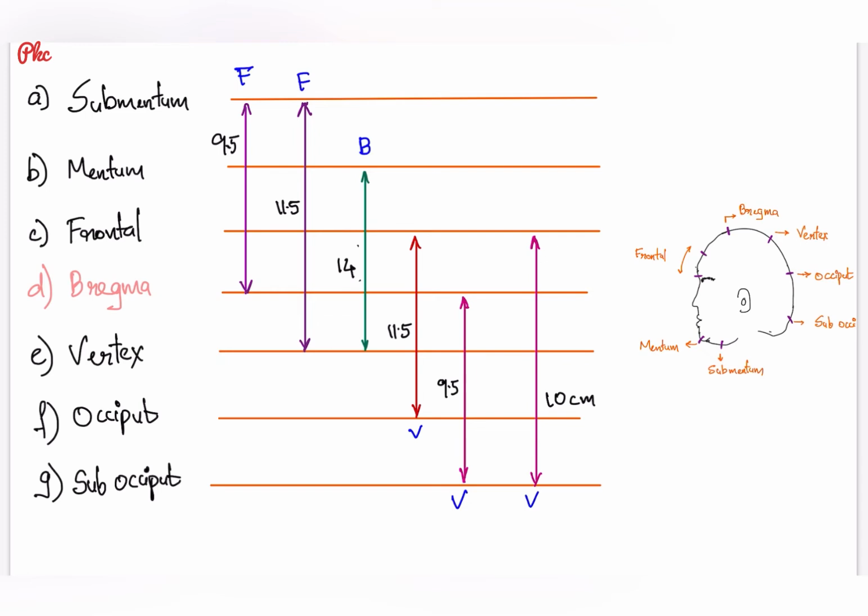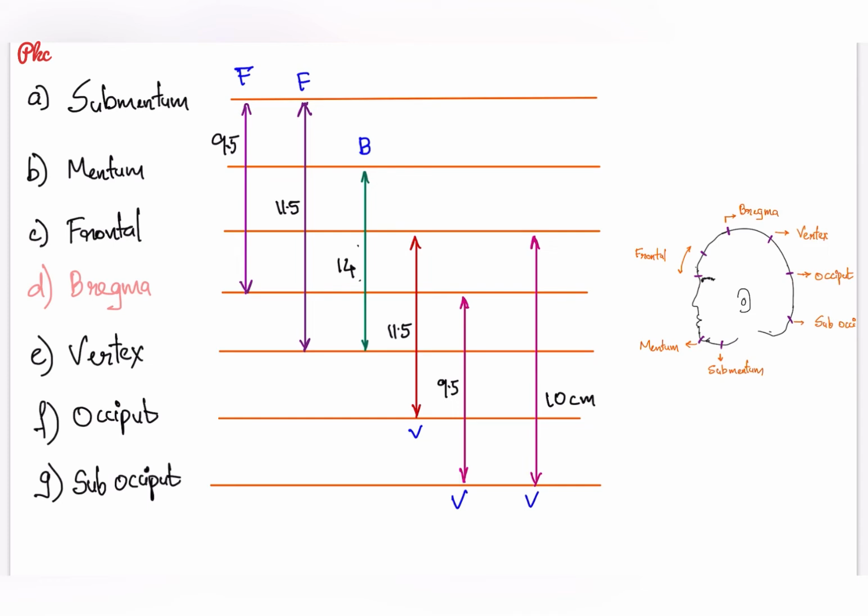Then there are 2 more. After submentum comes the mentum, so mentovertical. This is mentovertical. After subocciput comes occiput, that is occipitofrontal. So that's it. There are 6 anterior posterior diameters.